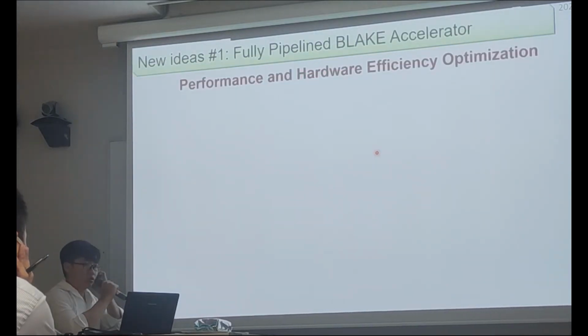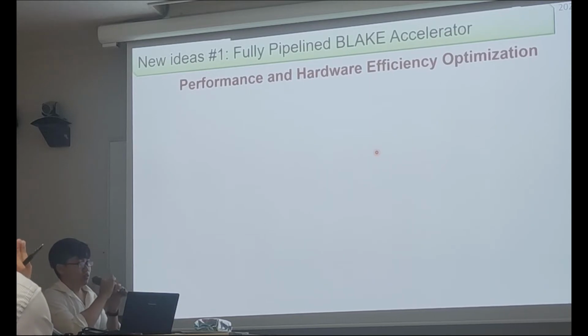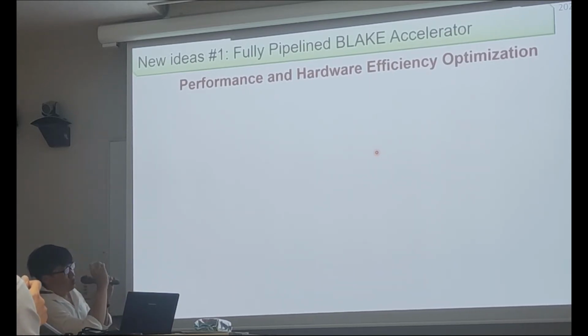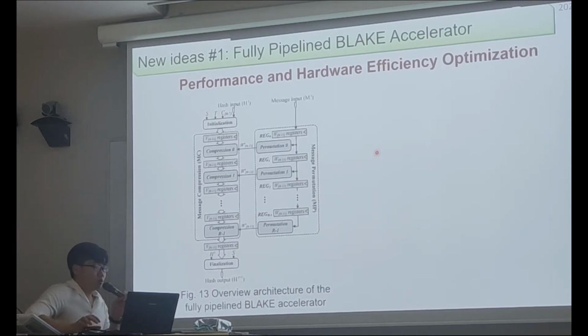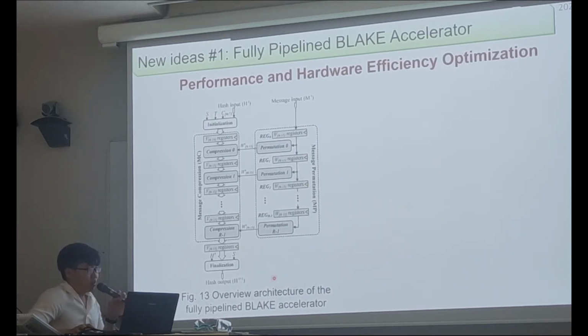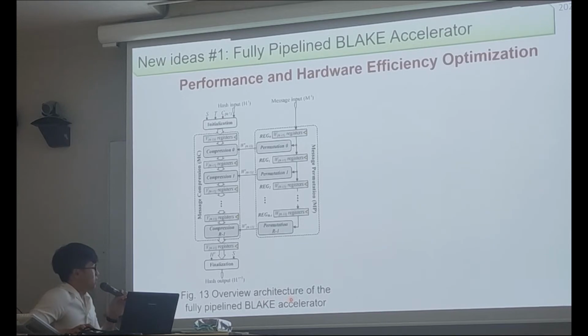Now let's go to our accelerator. How do we design an accelerator that achieves high performance and is also energy efficient? Now, idea 1 is not the main contribution; it's just a small contribution. This is the fully BLAKE accelerator. In this architecture, we try to improve the performance and hardware efficiency. As you can see here, this is the overview architecture of the fully BLAKE accelerator.